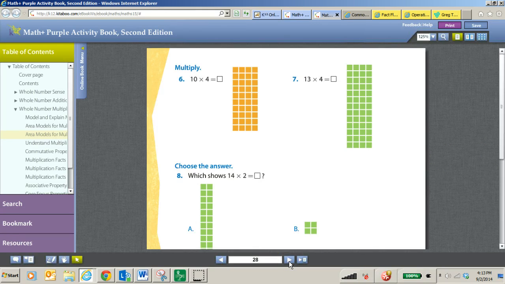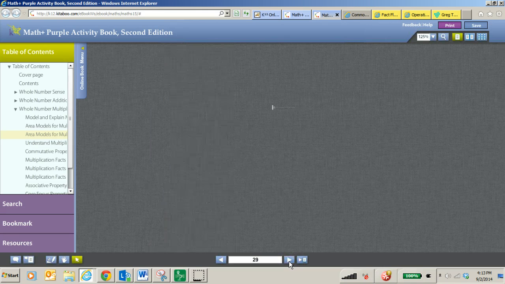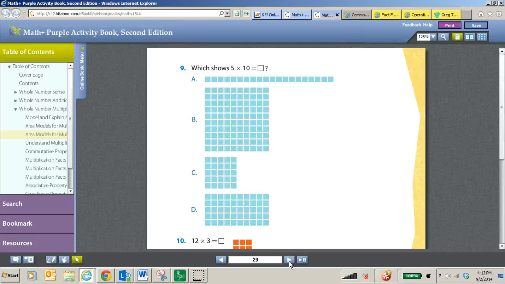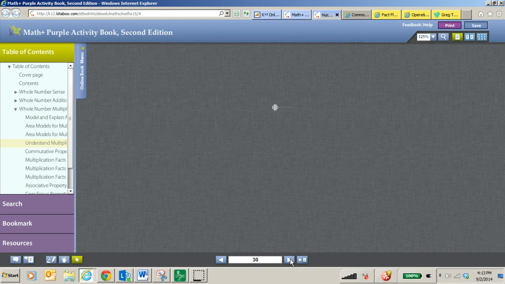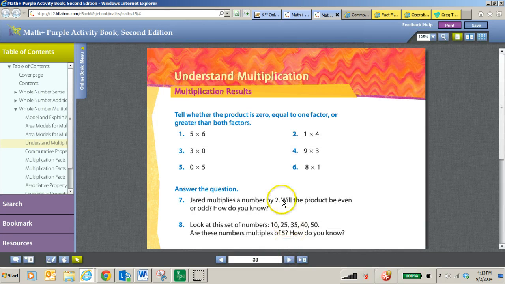Now, as you continue to go through the unit, you're going to have lots of different types of modeling. And again, the most important thing is talking about the math. If your child picks the model, say, how do you know? Explain how you got that answer. Now, students will begin to move away from the models and more to understanding the multiplication.